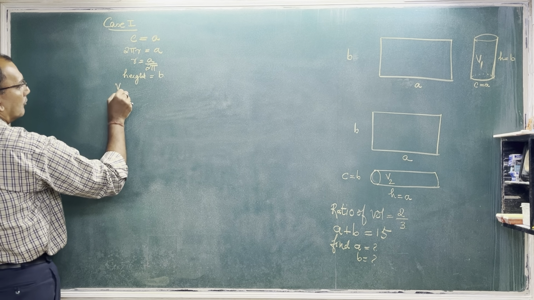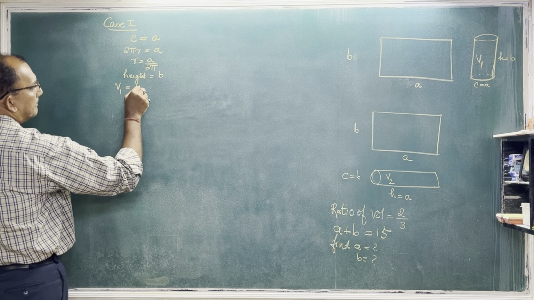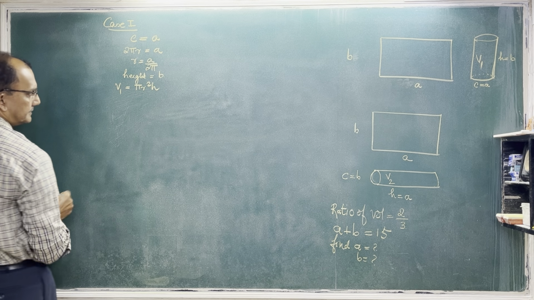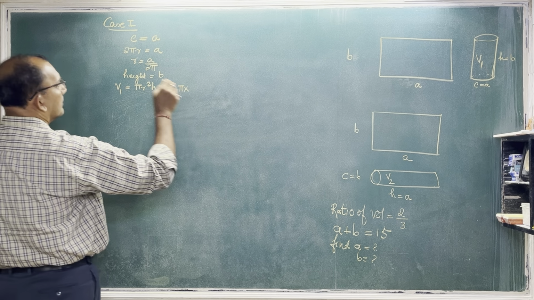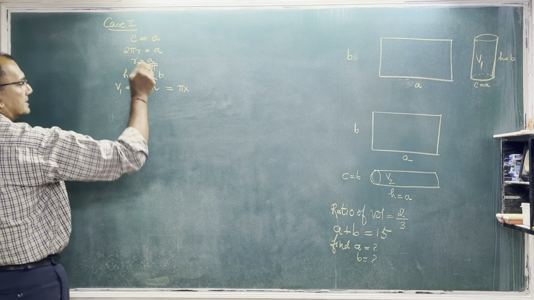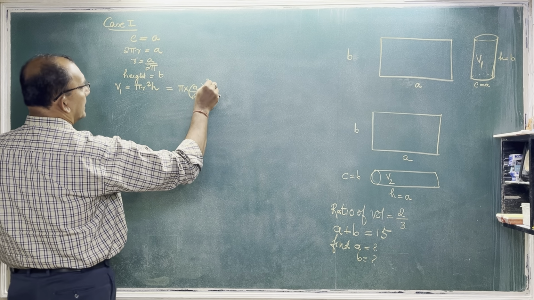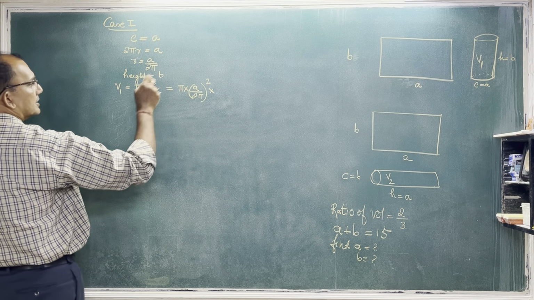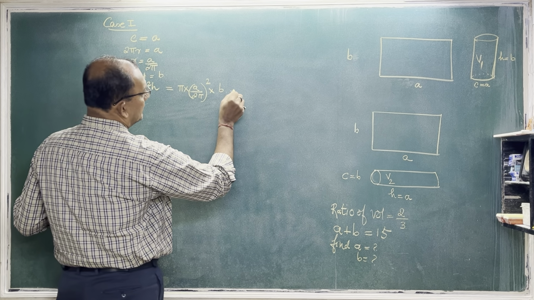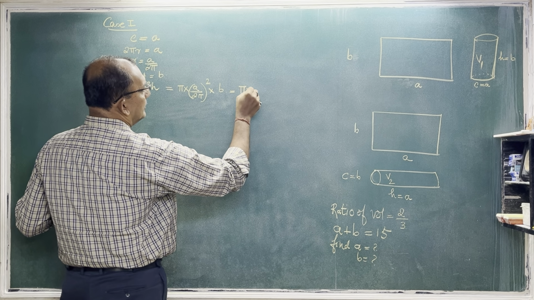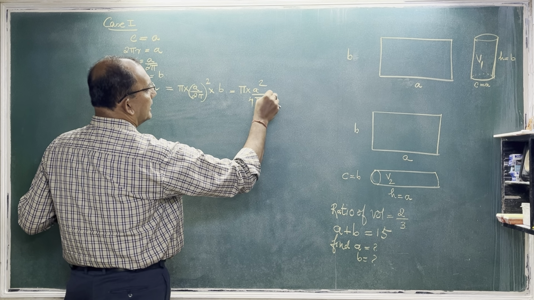So can I find volume V1 of the cylinder? Volume V1 of the cylinder will be pi r square h. And that is going to be pi into, my r is A upon 2 pi, the whole square, into h. In place of h, I should write B. Now this will give me pi into A square upon 4 pi square into B.